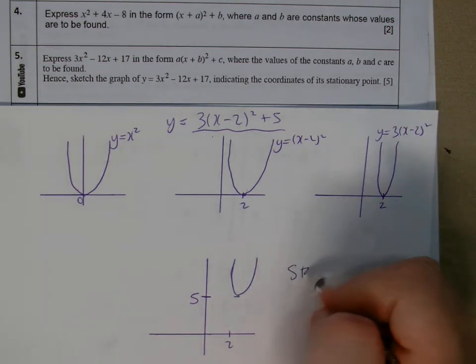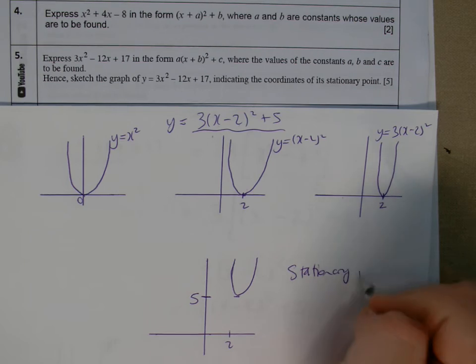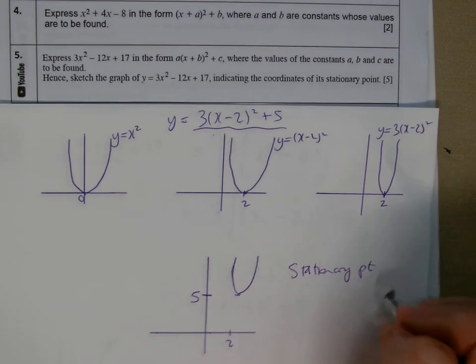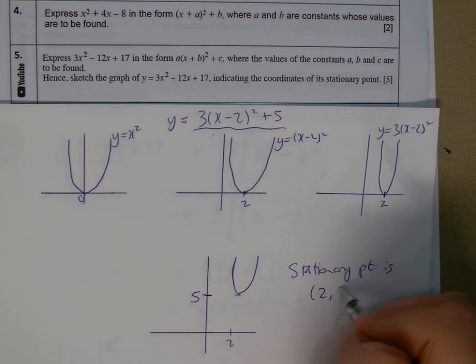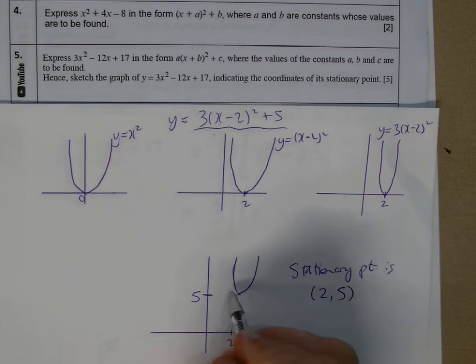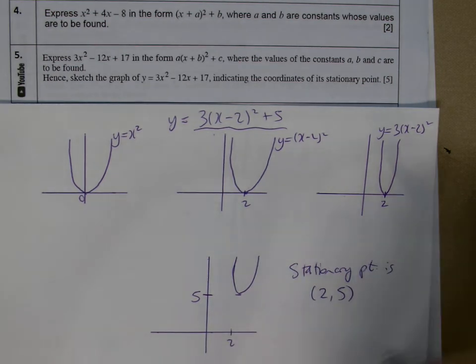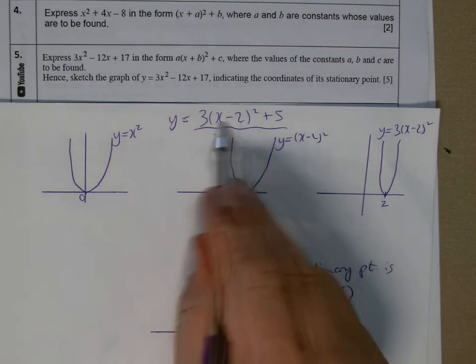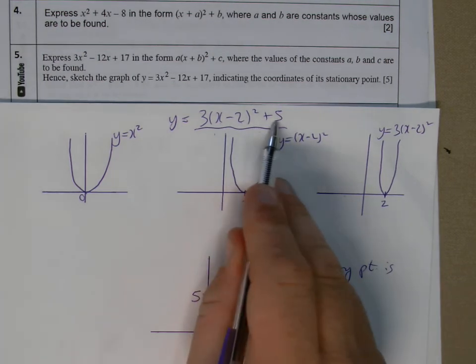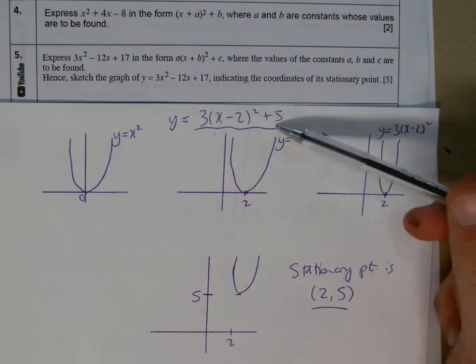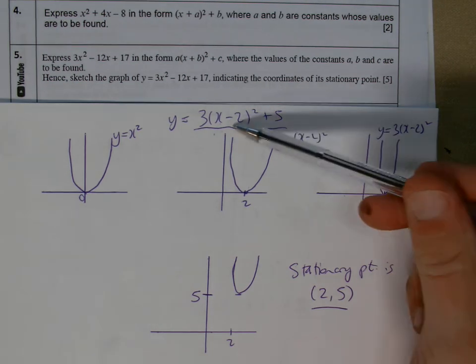So it asks for the coordinate of the stationary point, okay, and the stationary point is, in this case, 2, 5, right? So we go across 2, up 5. We've got our answer, okay? But you can clearly see it from here as well, right? The least is 5, right? You can see that the least is 5 when this bracket is 0, right?